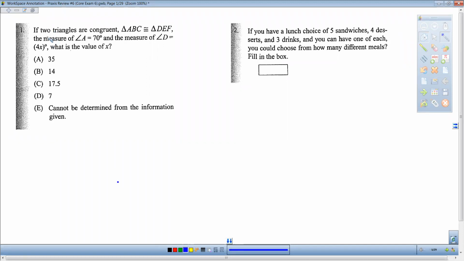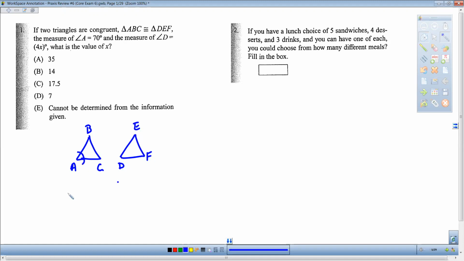With this first problem, we've got two triangles. So we've got triangle ABC and DEF. So if we're going to start with A and then B and then C, and then over here we're going to start with D and E and F.